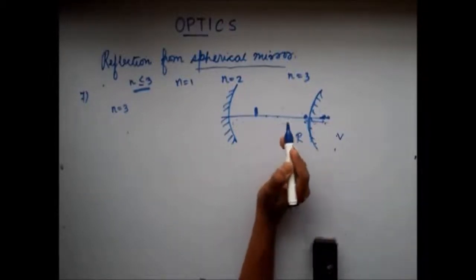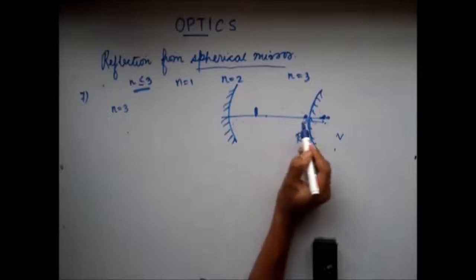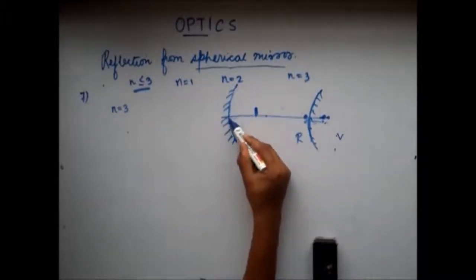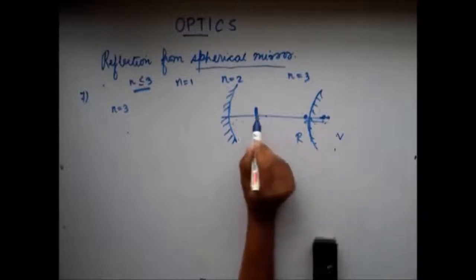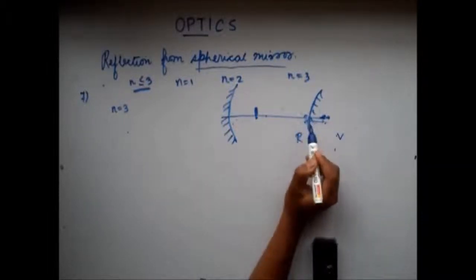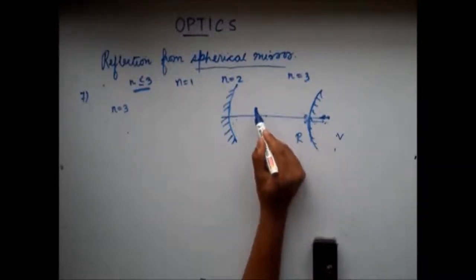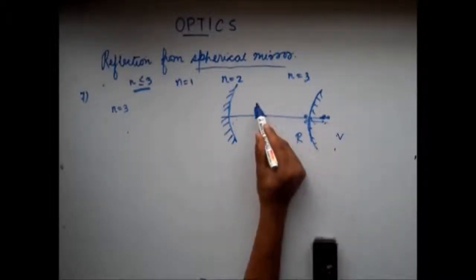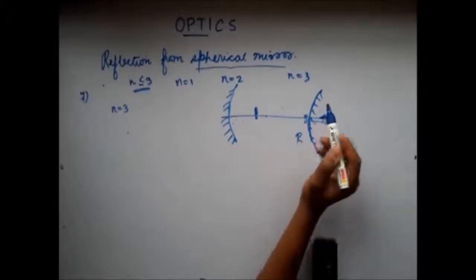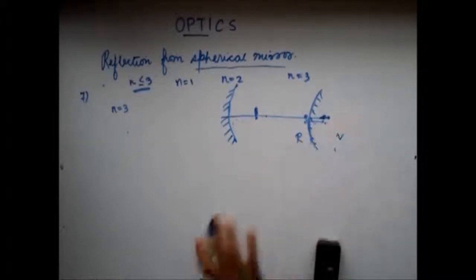So, what I want to say is that for this mirror to form an image at this position, finally, it should see the object at this position only. Then only it can form an image here, because when an object is here, the image is here. So, it has to see an object here only, so that it forms an image here. That means the effect of the convex mirror should be nullified.